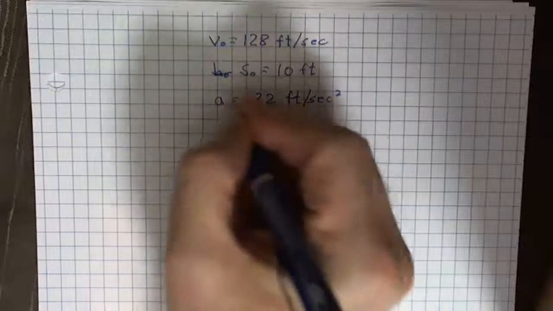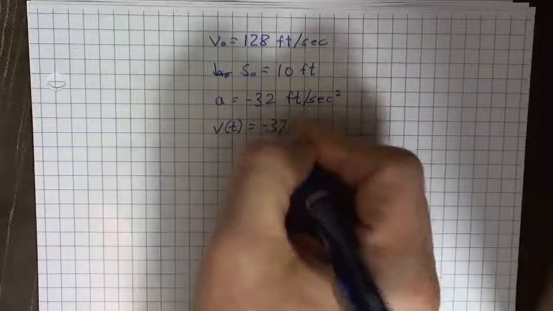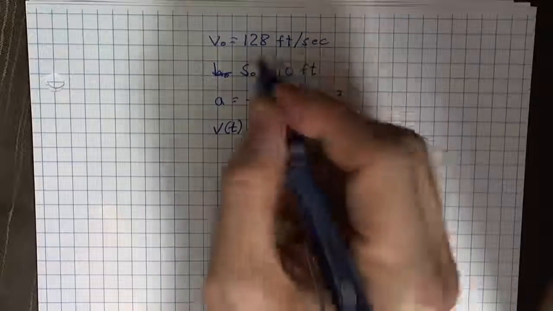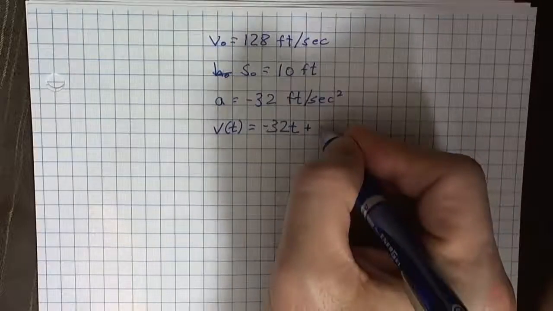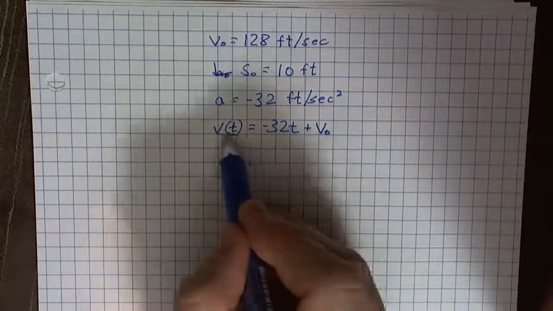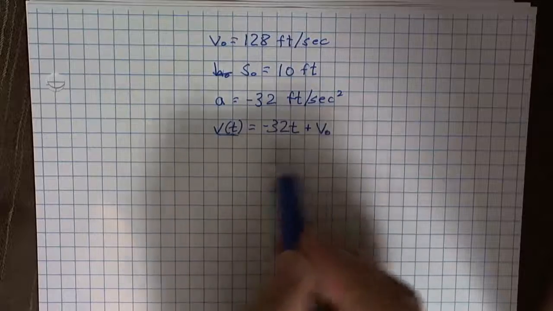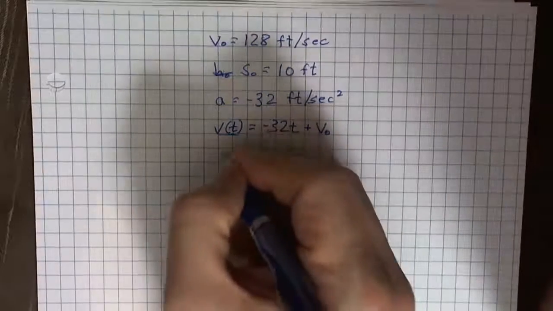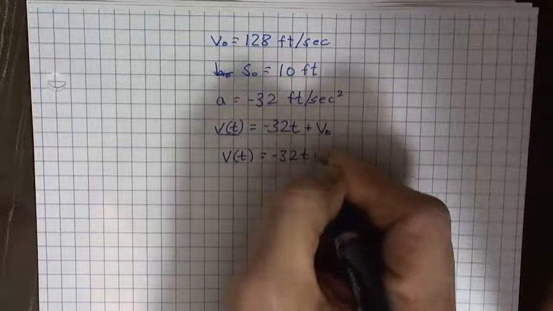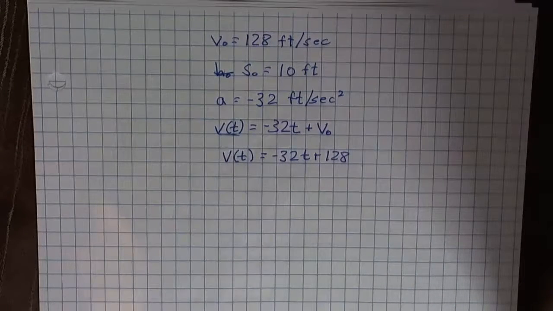So here's what we do. We integrate this, and we get that the velocity is negative 32t plus a constant. Now, if you think about it, that constant is just going to be the initial velocity every time, because what we do is we put a 0 in for t, and this constant is going to be the initial velocity. So what we have is v of t is equal to negative 32t plus 128. That is the formula for velocity.